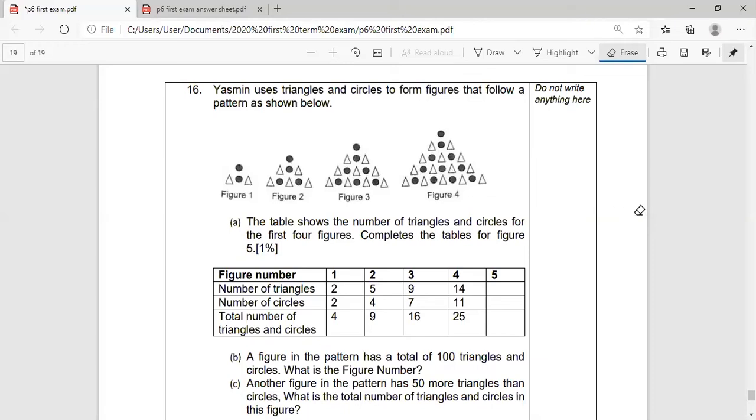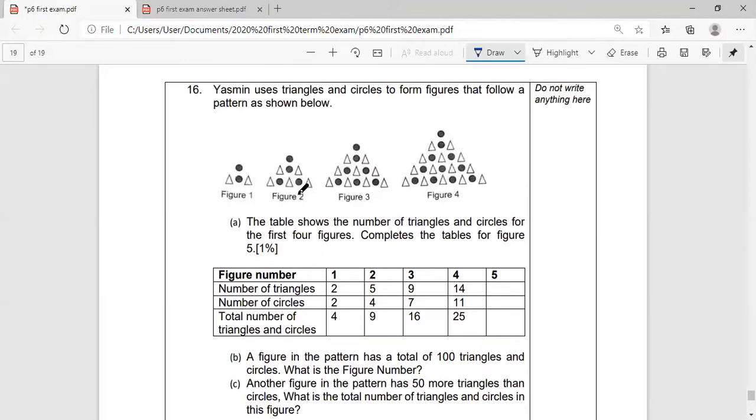Okay, this is a question from the PSLE exam, Singapore Mathematics PSLE. This is a question from one of the past year papers, and this kind of question is quite common in PSLE. For this question, it tests your understanding of patterns. Okay, so look at the table.